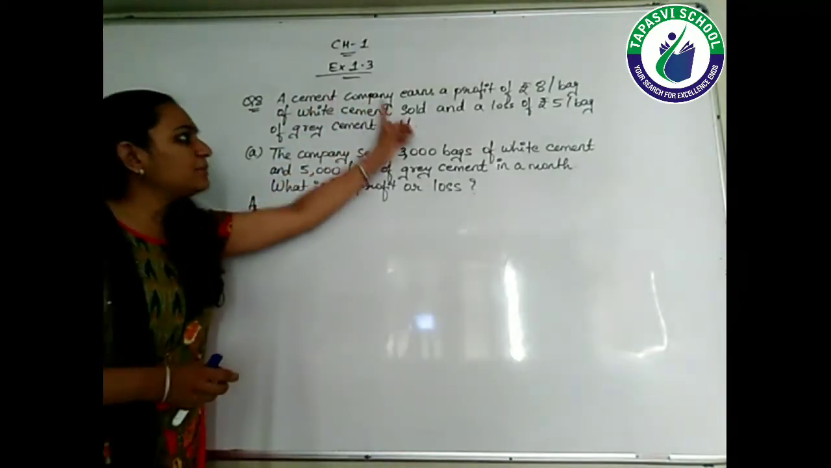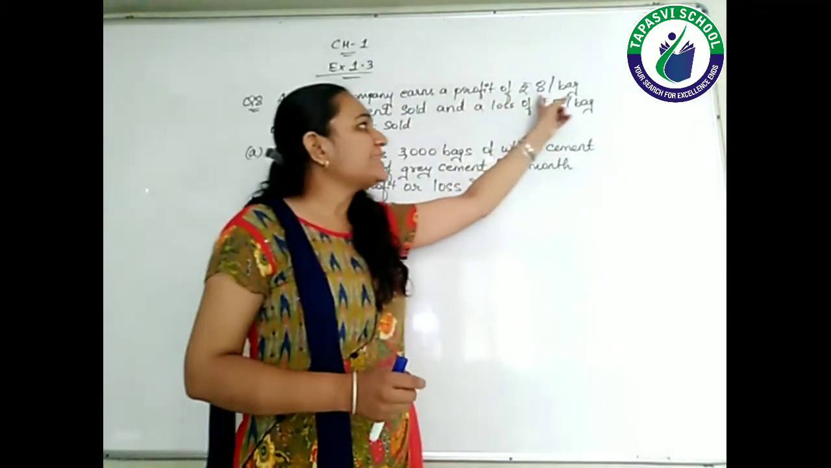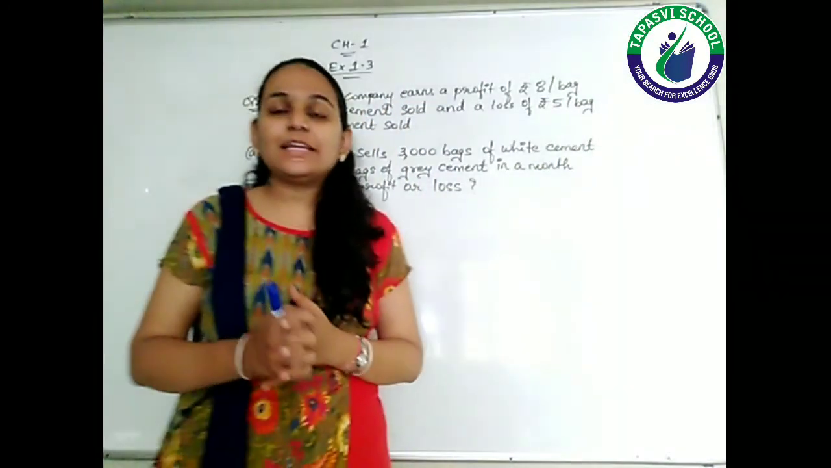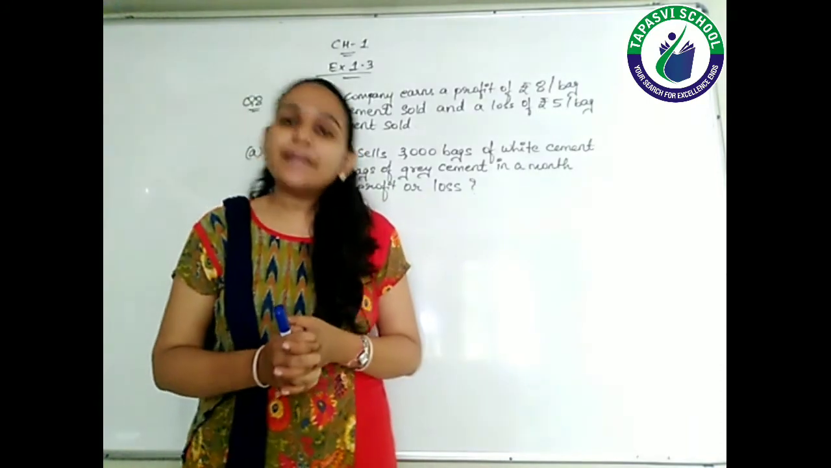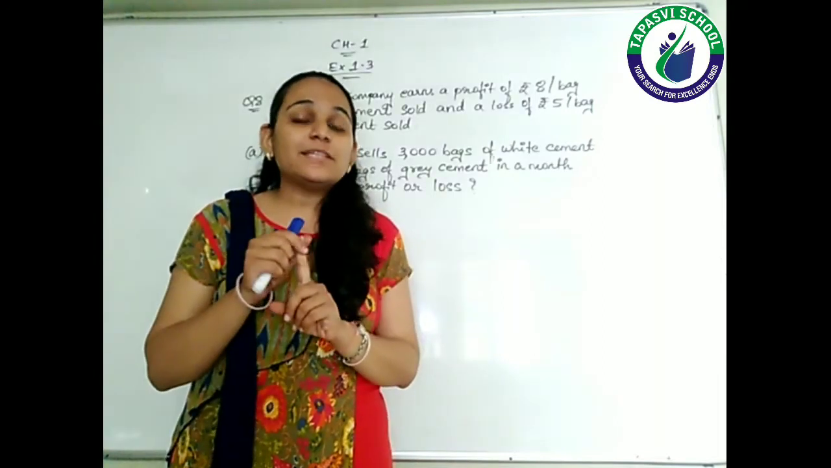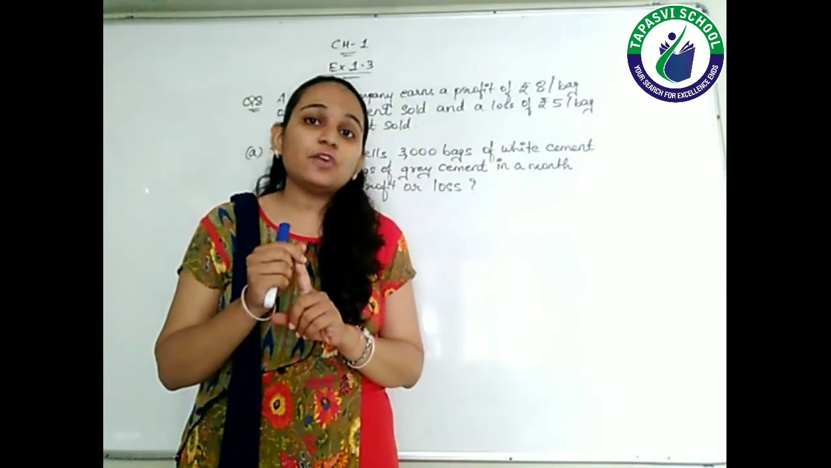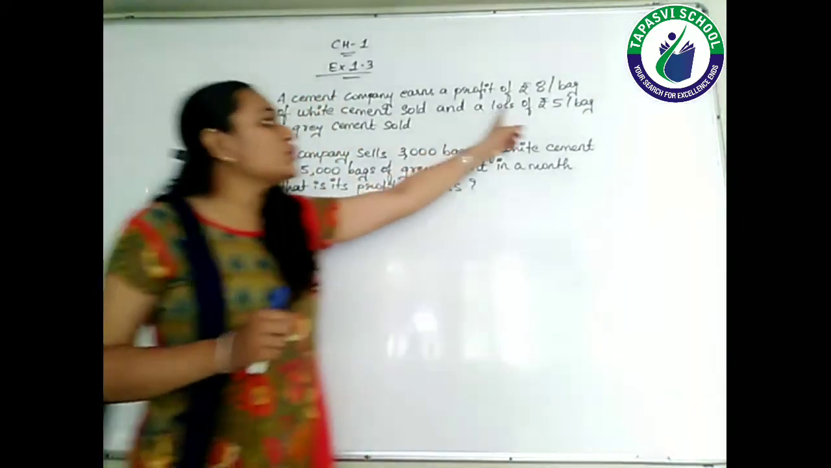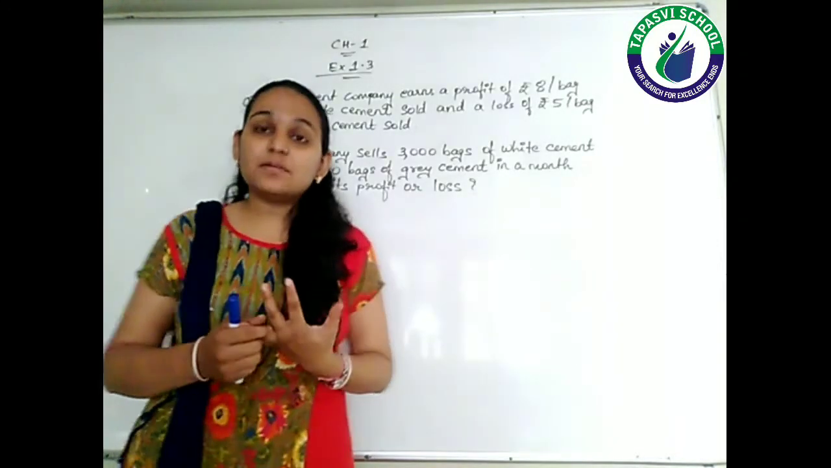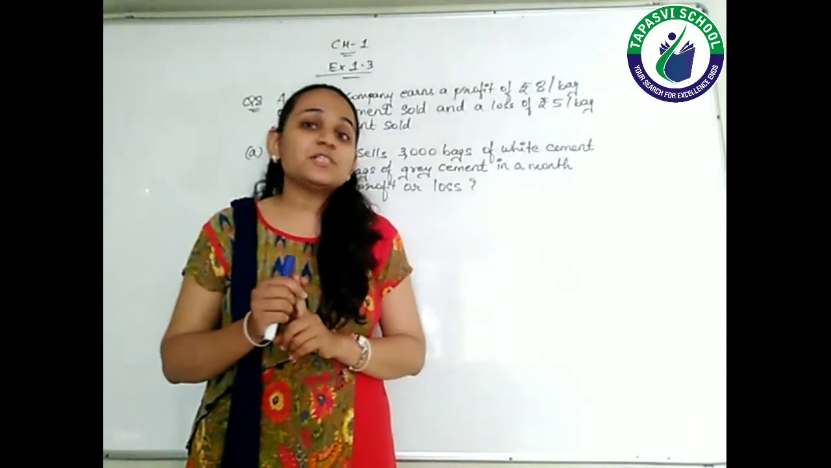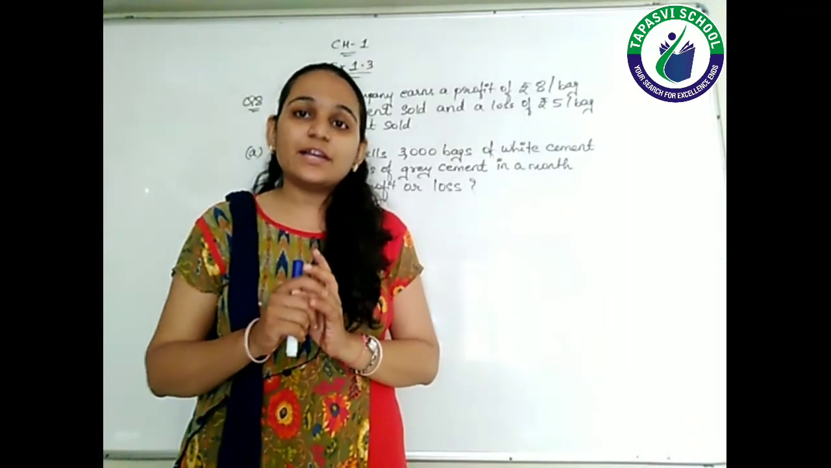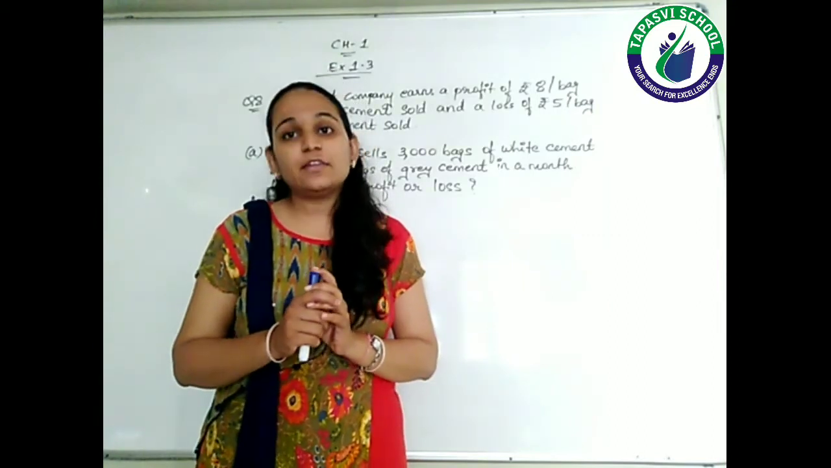A cement company earns a profit of rupees 8 per bag of white cement sold. That means when the company is selling a bag of white cement, at that point of time the company is making 8 rupees profit on one bag. And a loss of rupees 5 per bag of grey cement sold. Now if they are selling the grey cement, they are making a loss of 5 rupees per bag, right?